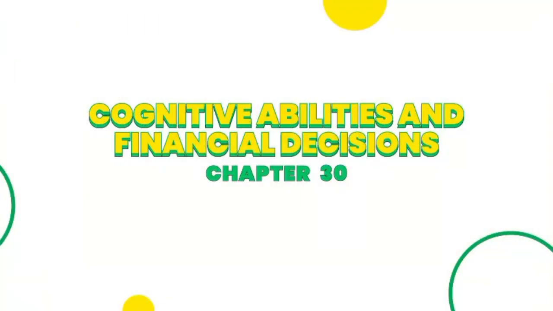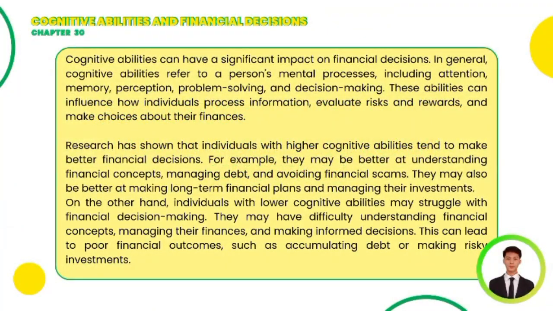So I am Angel John Garcia Anchata, and I will be reporting or discussing chapter 30, which is cognitive abilities and financial decisions. Cognitive abilities can have a significant impact on financial decisions. In general, cognitive abilities refer to mental processes, including attention, memory, perception, problem-solving, and making decisions. These abilities can influence how individuals process information, evaluate risks and rewards, and make choices about their finances.